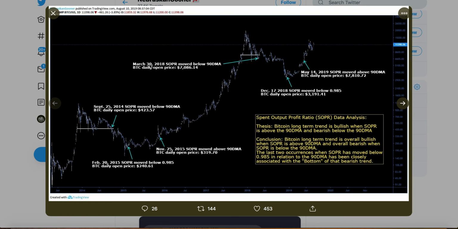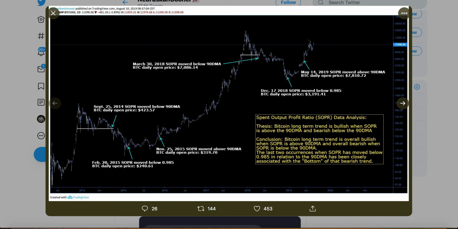And also March 2018, it moved below the 90 DMA. So the BTC daily close is 7,000. And because it moved below, it has a bearish momentum. So it goes down. And then on December 17, 2018, the SOPR is 0.985. So it moved below 0.985. You buy around 3,100. You basically buy at the very bottom of the bearish market. And on May 14, 2019, SOPR moved above the 90 DMA. That means you're back to the bullish momentum. So this closes at 7,800.